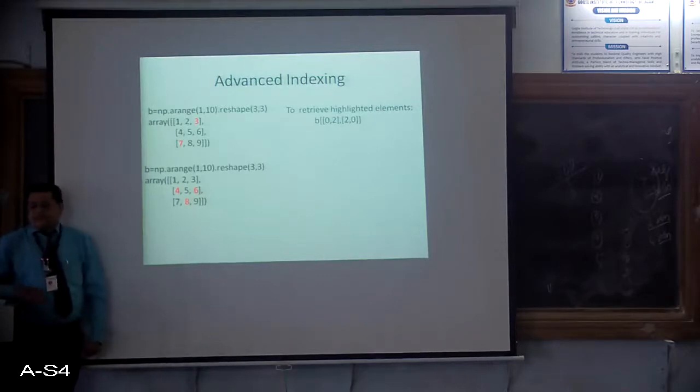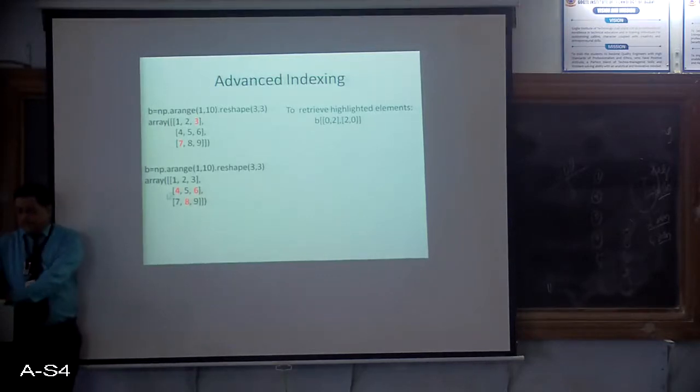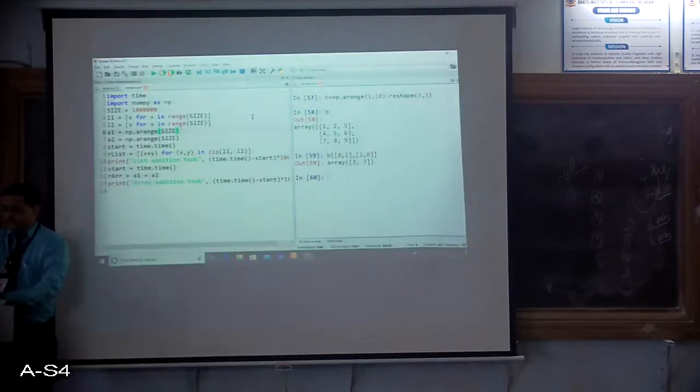Now, what if I want to retrieve only these elements, 4, 6 and 8? Okay, where is 4? 4 is at row index 1, 6 is at row index 1 again, and 8 is at row index 2. Okay, and within those rows, where are the column positions? Column index 0, column index 2 and column index 1.